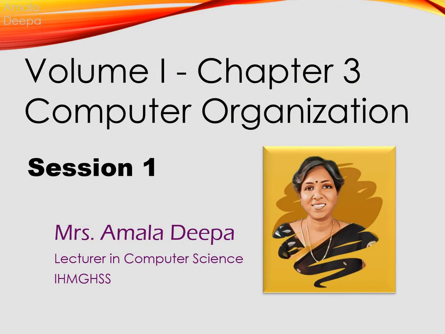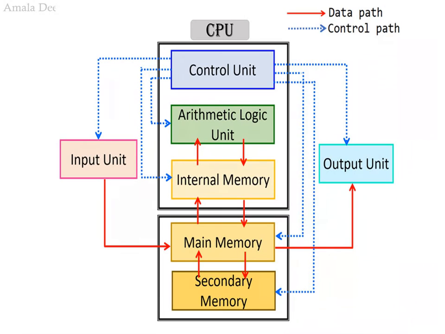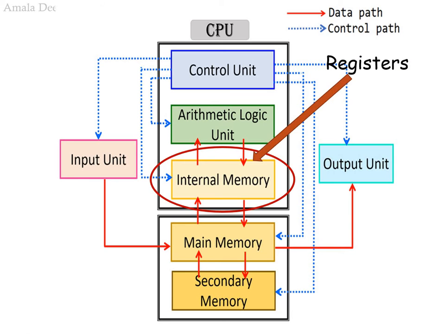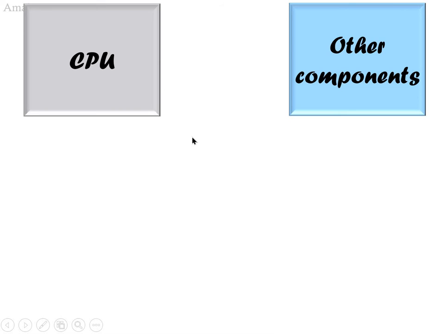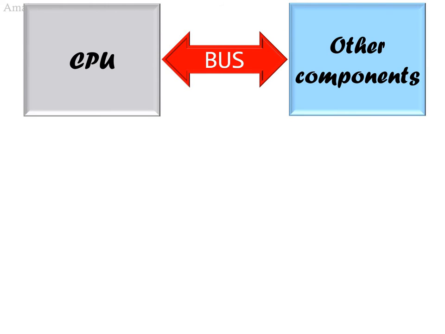This is the first session of Chapter 3, Computer Organization. So recall the block diagram of a computer. The CPU has three parts: control unit, arithmetic logic unit, and internal memory. Internal memory is also called registers. The CPU communicates with the other components through bus.